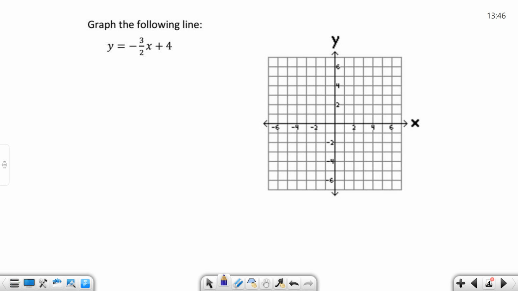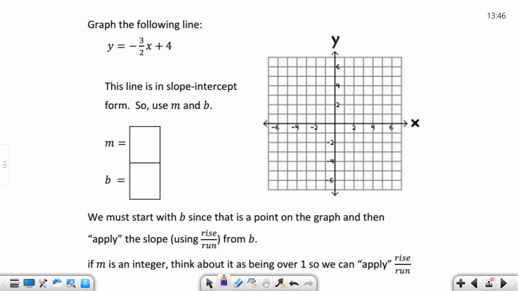So let's look at another line. y equals -3/2 x plus 4. So if we look at this again, we have m, right? We have y equals mx plus b. Here's my m, and here's my b, right? So let's look at this again. We have slope-intercept form, so use m and b. This is the most efficient way to graph something in slope-intercept form, is to use m and b.